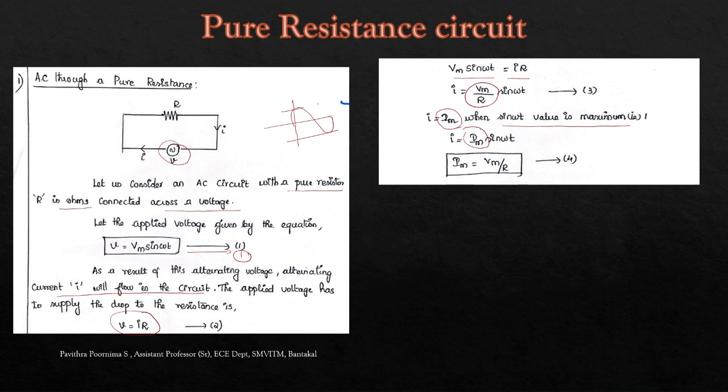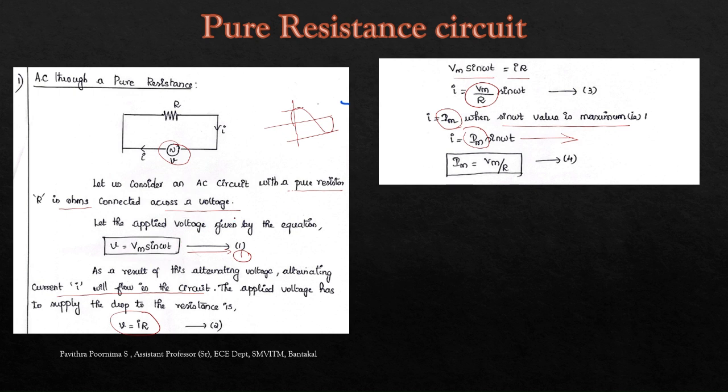So it is Im sin omega t. So the equation in a pure resistor for the I is I equal to Im sin omega t and V equal to Vm sin omega t. If we compare this I and the first equation, there is no phase difference. V equal to Vm sin omega t, it means there is no angle difference.